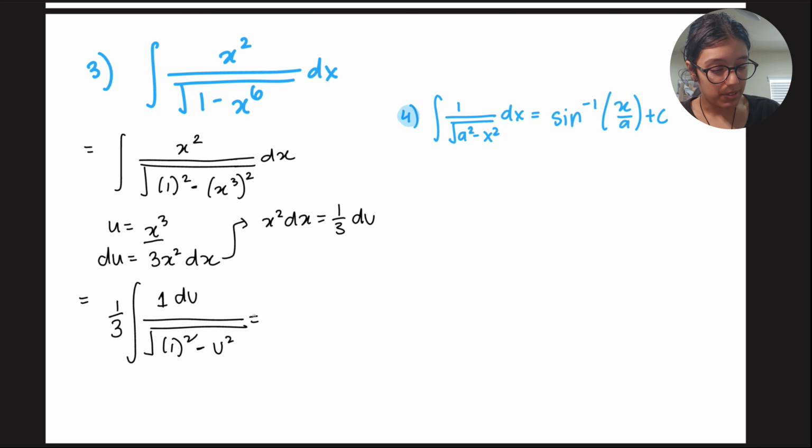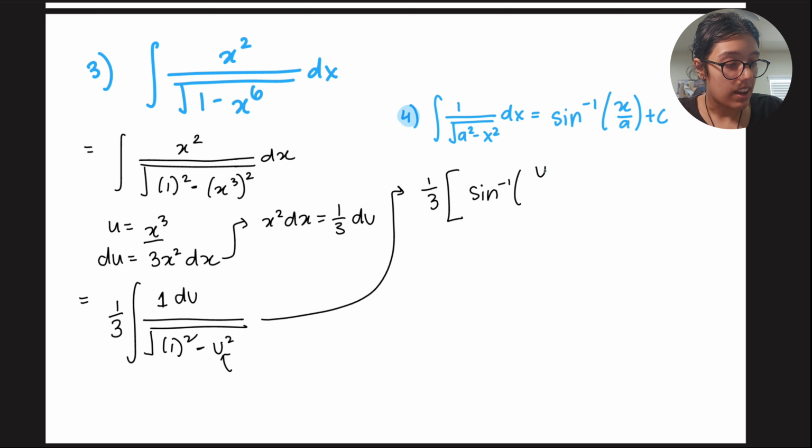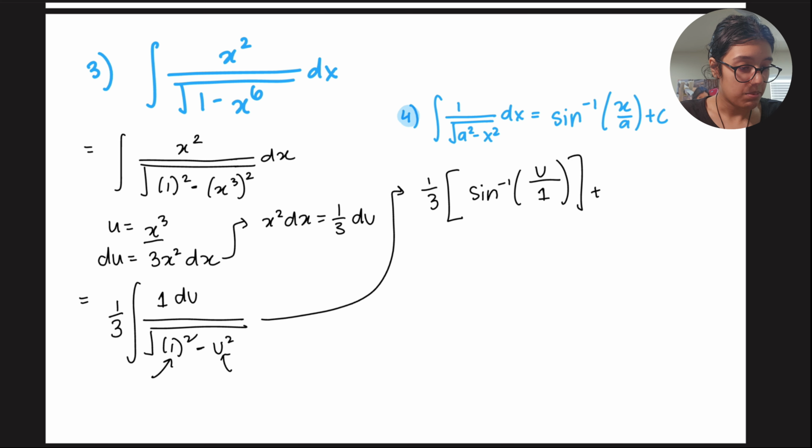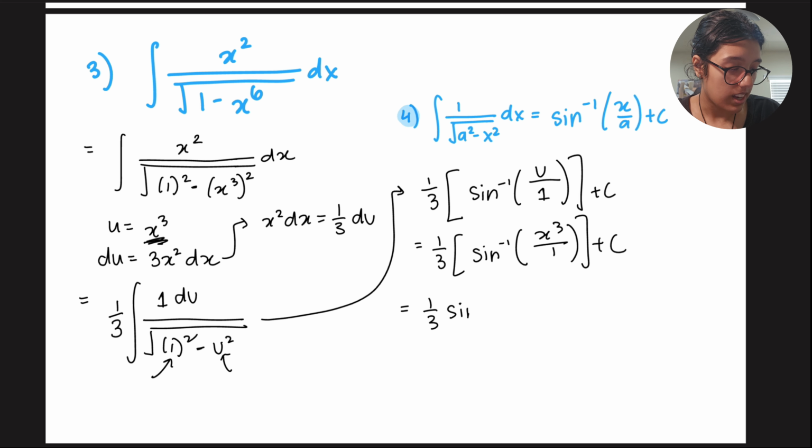problem. And we can rewrite this as 1/3 because we're going to have to keep that constant, right? And we have sine inverse of x. In this case, x is going to be u. So we're going to have u over a. Once again, a is always the constant, 1. And then plus c. That is equal to 1/3 sine inverse. We set the value of u to x cubed. So let's actually just replace that, x cubed over 1 plus c. Or in other words, 1/3 sine inverse x cubed plus c, and that is our final answer.